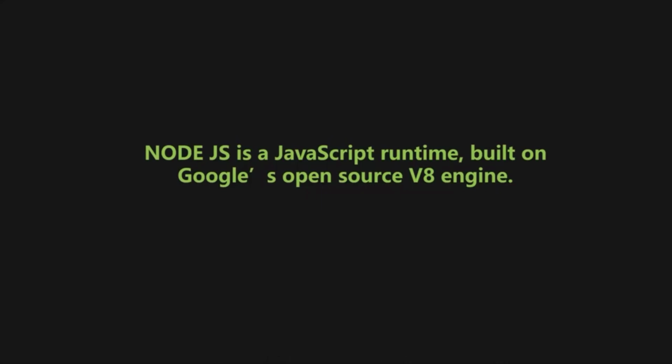The official definition of Node.js says that Node.js is a JavaScript runtime built on Google's open source V8 engine. In this definition, there are 2 points to highlight. The first point is that Node.js is a JavaScript runtime environment, and the second point is it uses Google's V8 engine. Now, you must have used JavaScript before, and you have probably used it inside a browser.